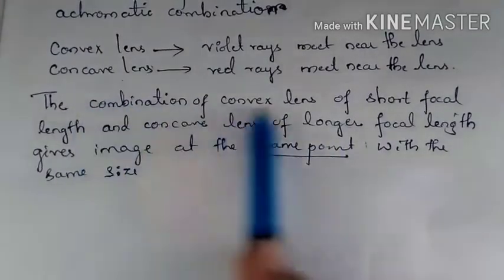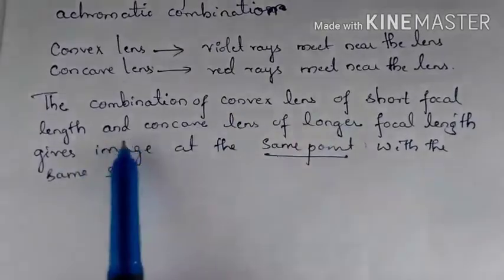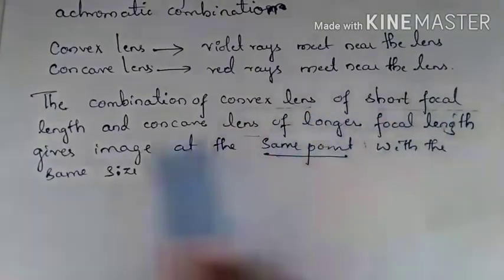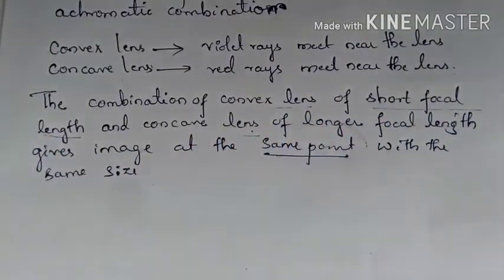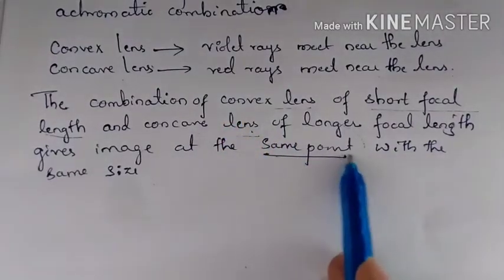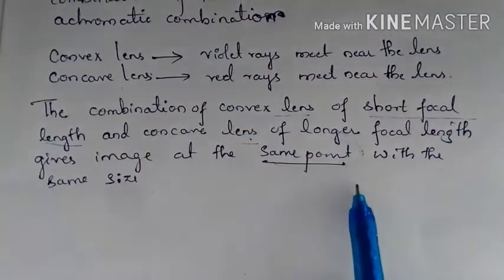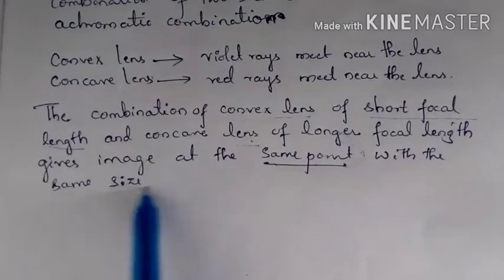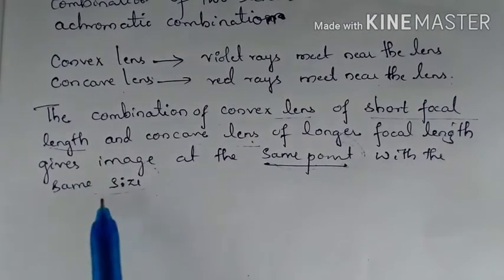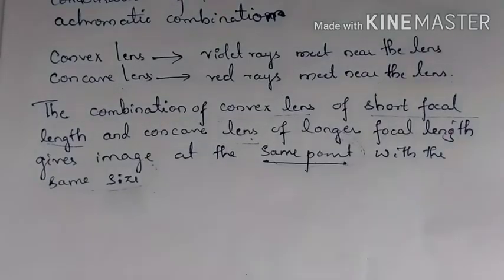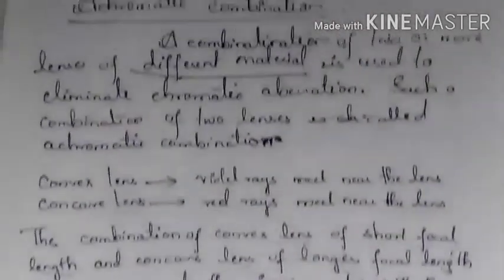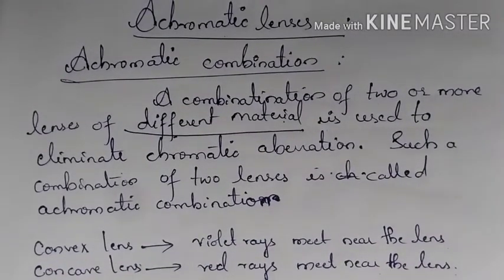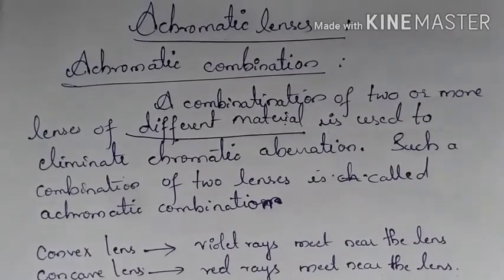Now what is happening? If you use the combination of a convex lens and a concave lens, the convex lens has a short focal length and the concave lens has a longer focal length. This combination will give the image at the same point. That means it has eliminated the longitudinal chromatic aberration, and the image has the same size, so the lateral chromatic aberration is also eliminated. So from this achromatic lens we can eliminate, or at least minimize, the chromatic aberration.